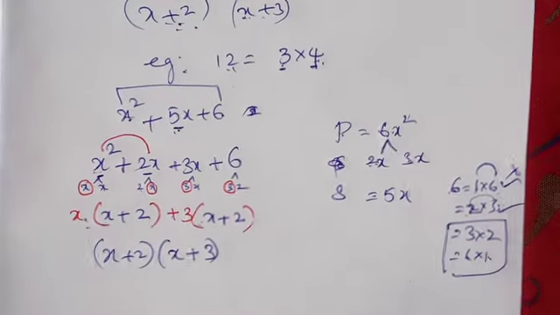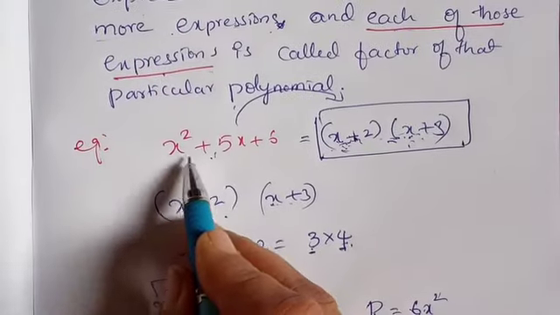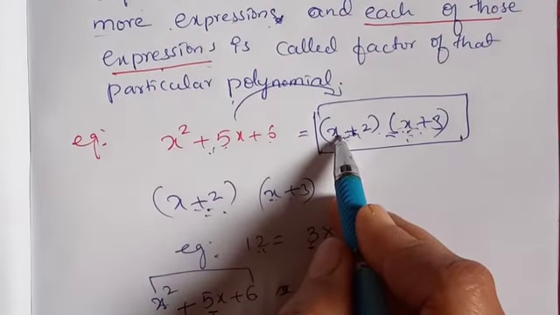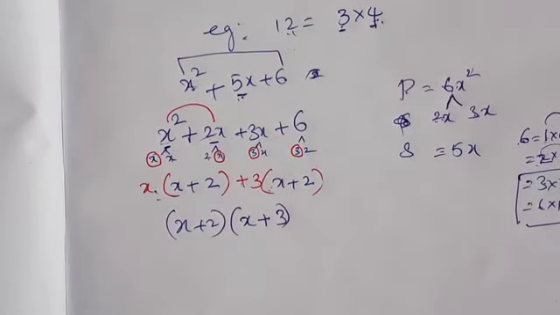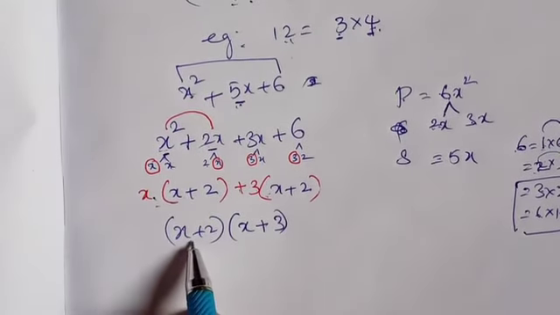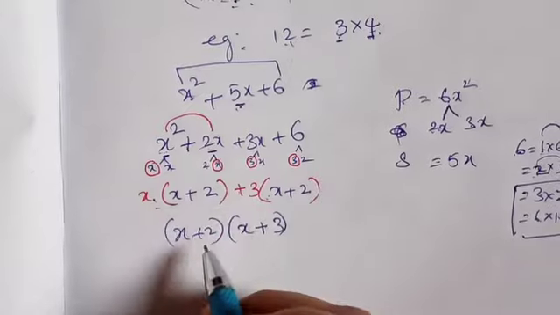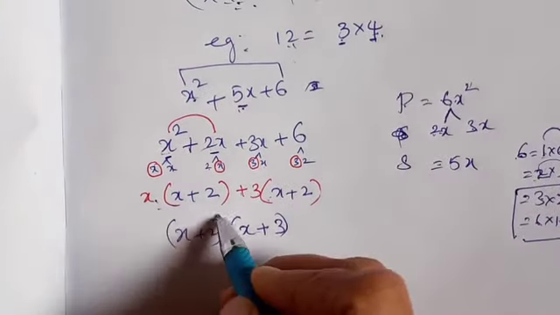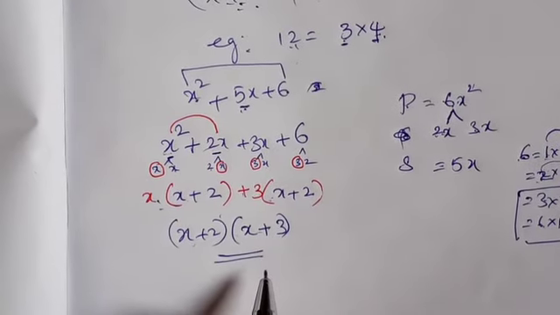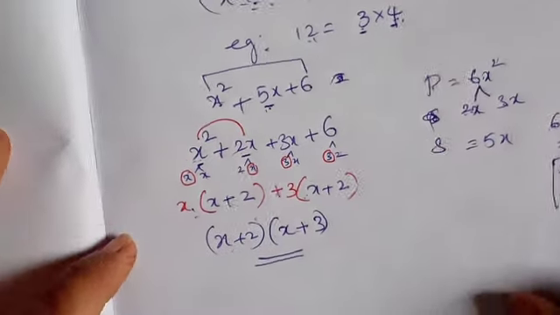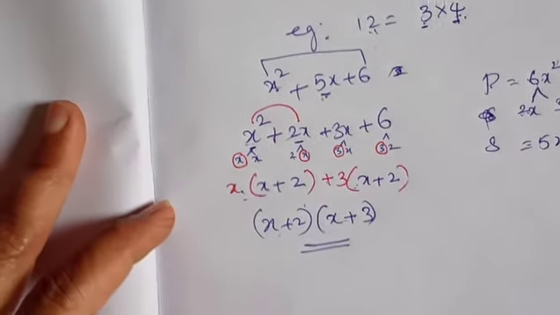Okay. So this x square plus 5x plus 6 is equal to how much? x plus 2 into x plus 3. Do we get it or not? Yes, we got it. So in this way we have to factorize. So these are the factors of x square plus 5x plus 6. Okay. Next now, methods of factorization.